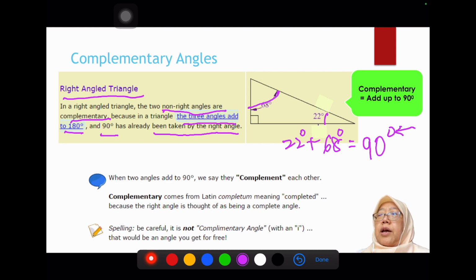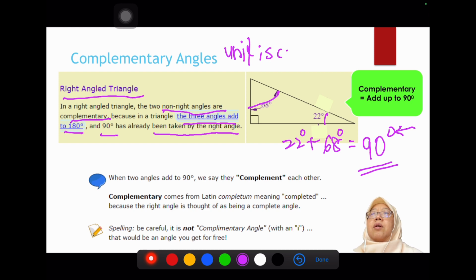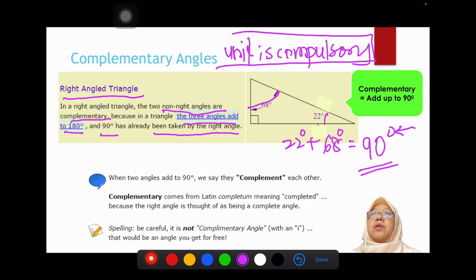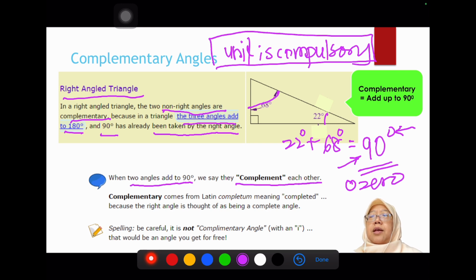If you don't write this one, I don't know what unit you are using. Are you using centimeters? Are you using kilometers? Are you using grams? So the unit is compulsory. That means if you don't put the unit there, even though your answer is correct, like this one, you get 0 marks. So when two angles add up to 90 degrees, we'll say they complement each other.